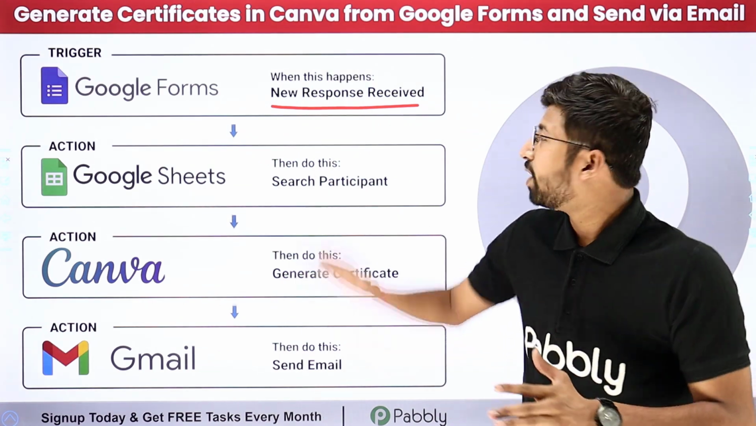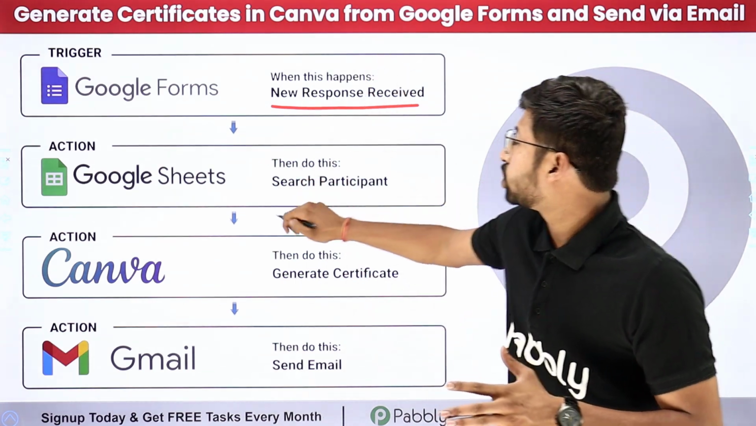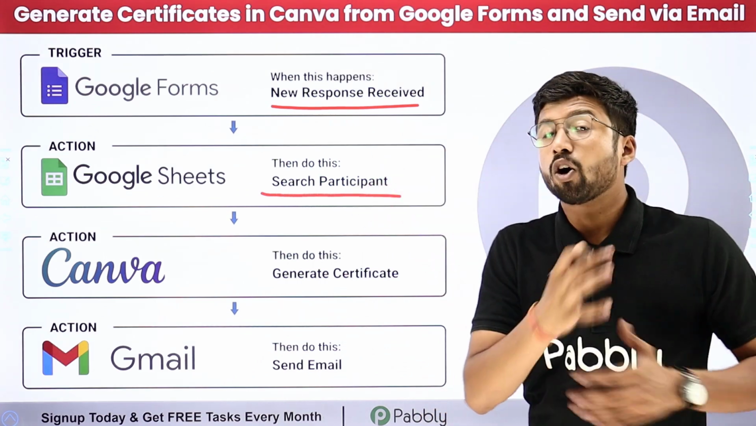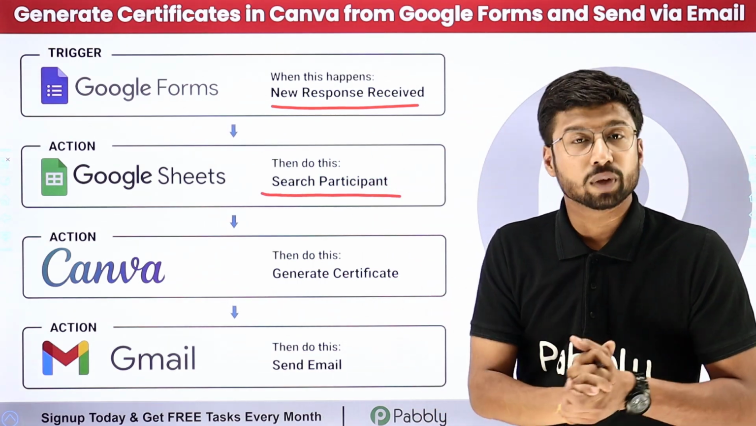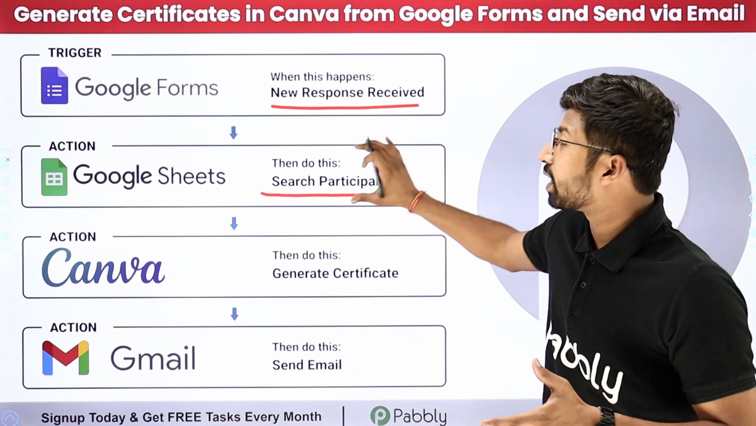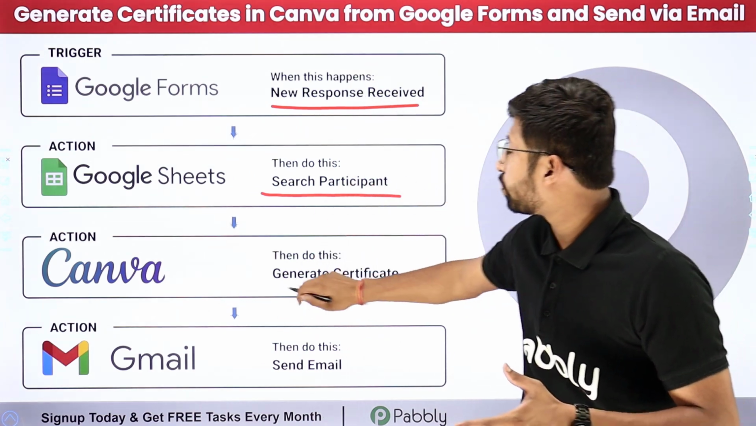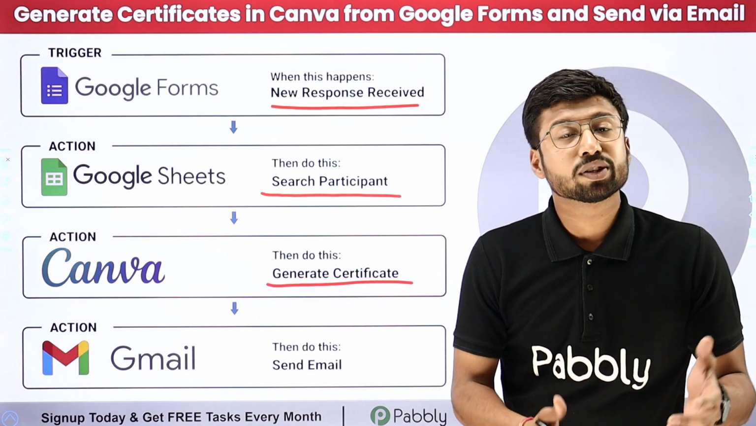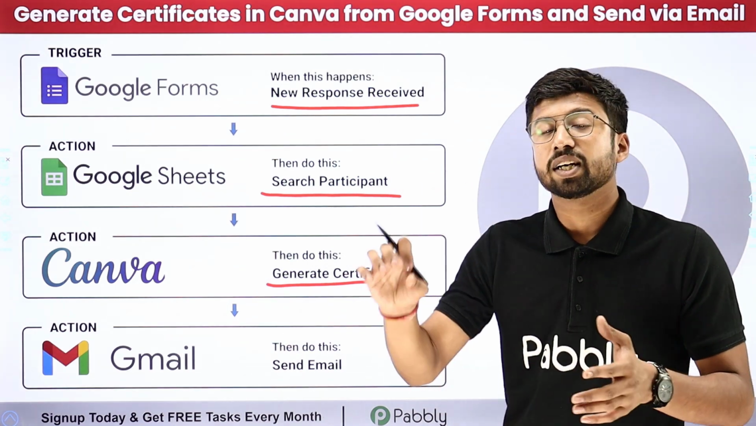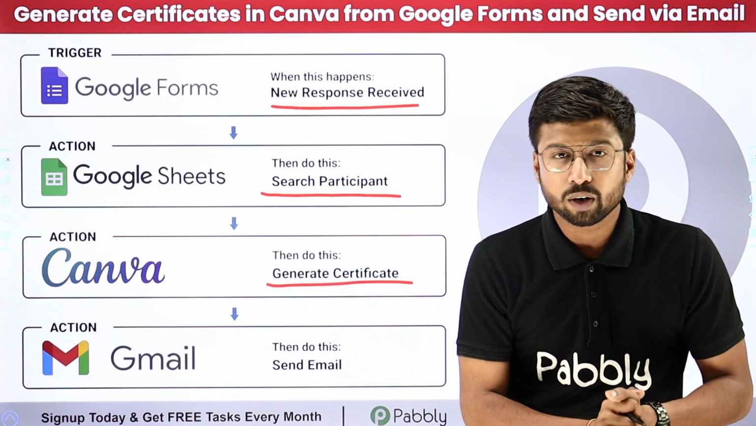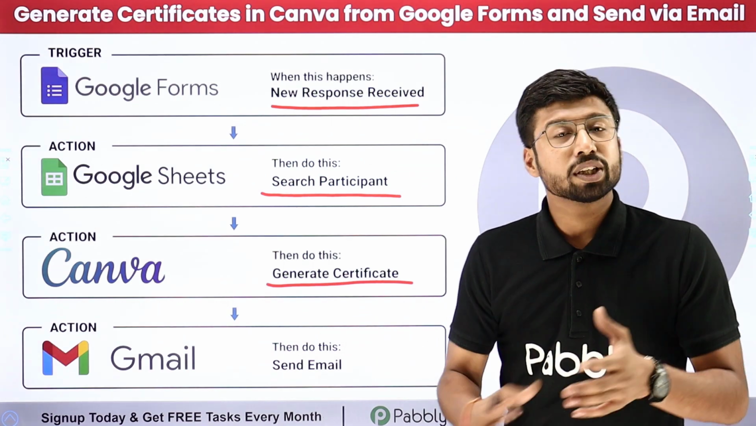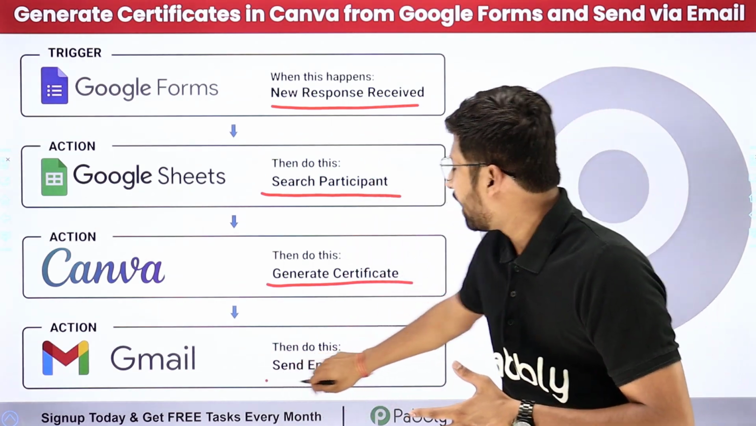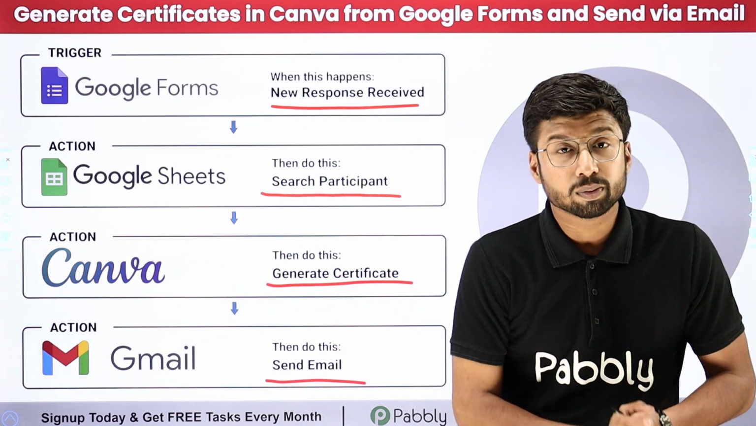So to validate it, we are searching for the user who made the form submission in our Google Sheet. And this is an optional step. If you want, you can remove it as well. After searching for the user and confirming it, we are going to send the form responses from Pabbly Connect or from Google Forms to Canva and generate the certificates. So we are going to enter the details in the template and generate a new certificate out of it. And after that, we are going to share the PDF file of the same certificate and send it as an email from our Gmail account.